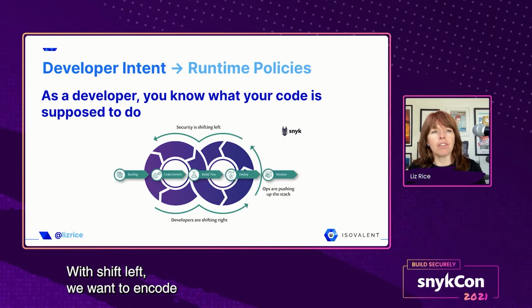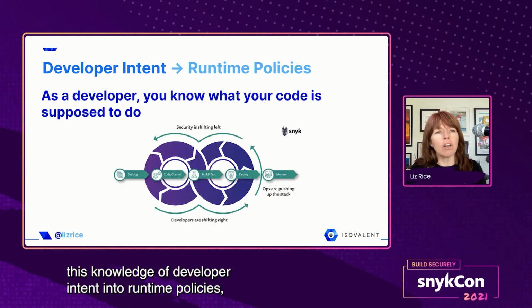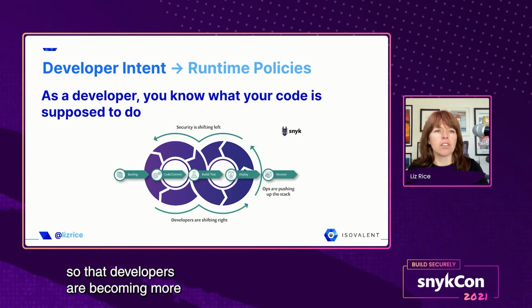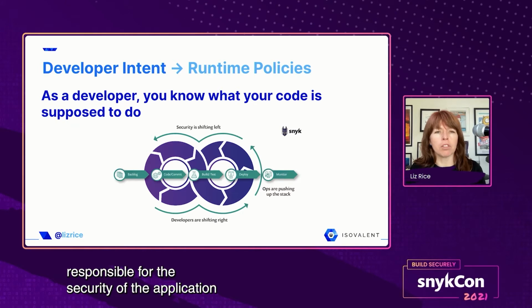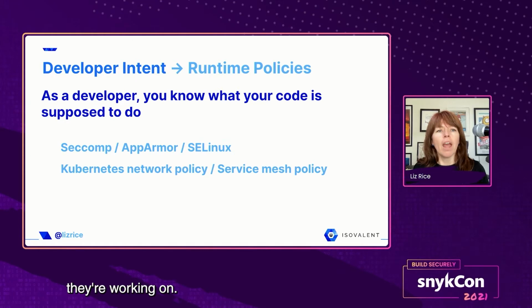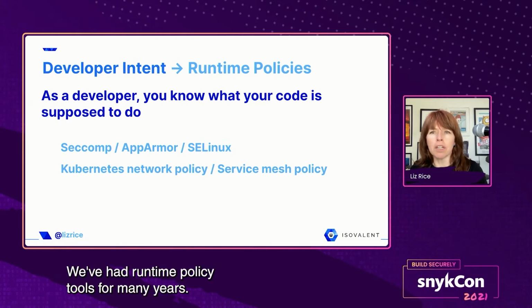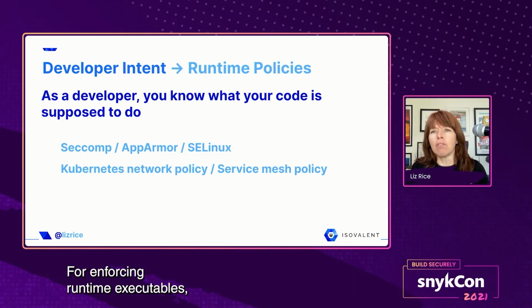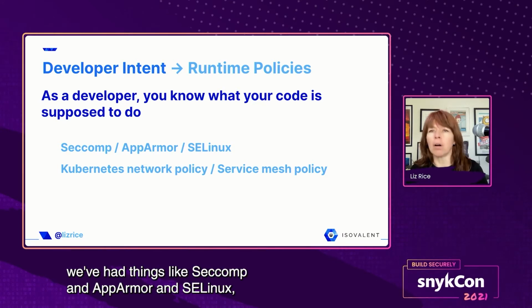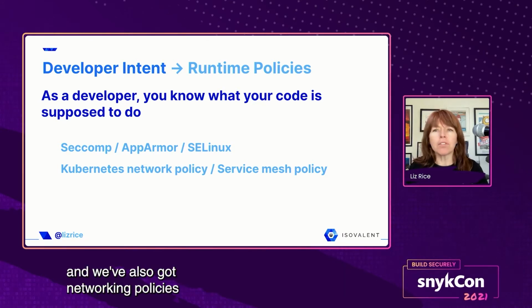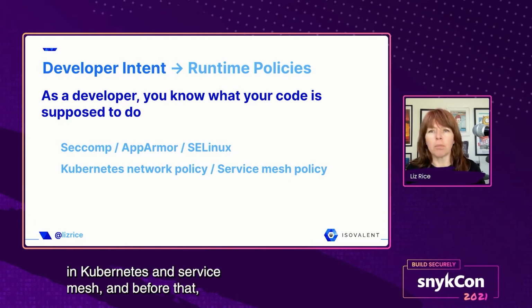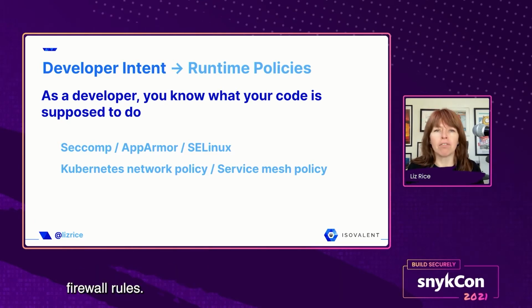With shift left, we want to encode this knowledge of developer intent into runtime policies so that developers are becoming more responsible for the security of the application they're working on. And this isn't new. We've had runtime policy tools for many years. For enforcing runtime executables, we've had things like seccomp and AppArmor and SELinux. And we've also got networking policies in Kubernetes and service mesh, and before that, firewall rules.